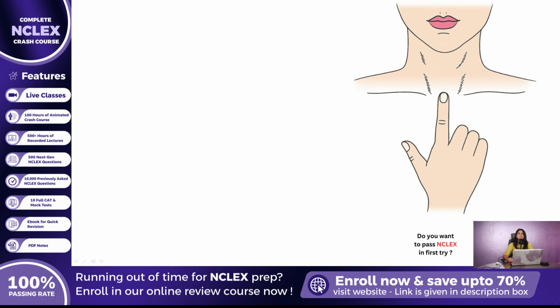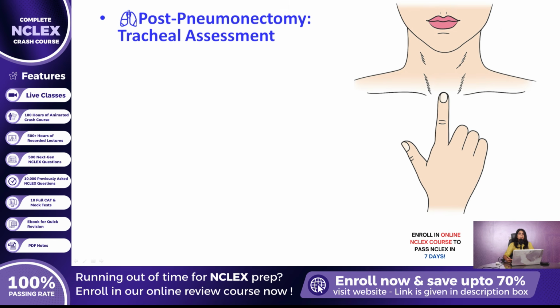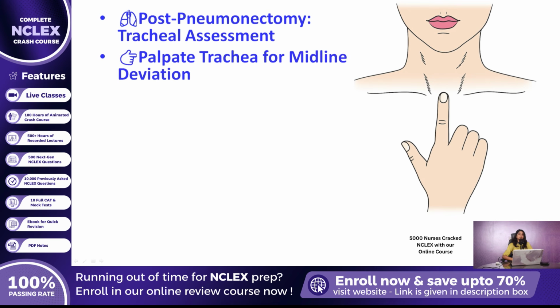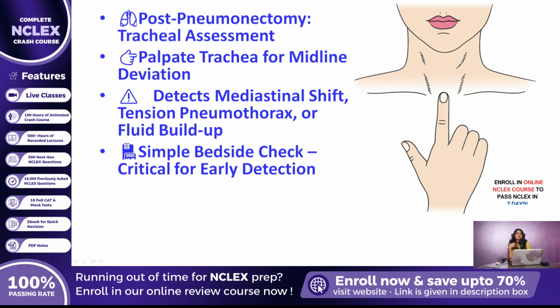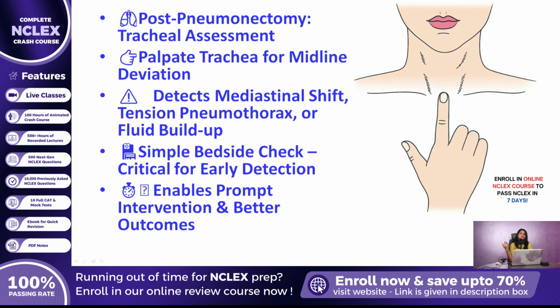Following a pneumonectomy, especially when an entire lung is removed, pressure imbalances in the thoracic cavity can cause the mediastinum to shift toward the surgical side or away from it, depending on fluid buildup or tension changes. Palpating the trachea for deviation from the midline is a simple but essential bedside assessment that helps the nurse recognize serious complications such as tension pneumothorax or significant fluid accumulation. Early detection through tracheal palpation supports prompt medical intervention and improves post-operative outcomes.